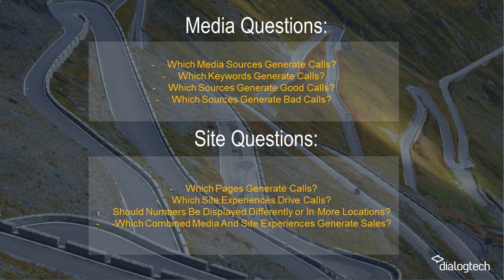We also want to look at, should numbers be displayed differently, or should they be placed in more locations? I had an automotive client that added numbers to the second page after the initial landing page, and they saw a 15-20% increase in total calls, just because the numbers were buried deep in a Contact Us page. And then last but not least is tying those two together. So which combined media and site experiences are actually resulting in sales?